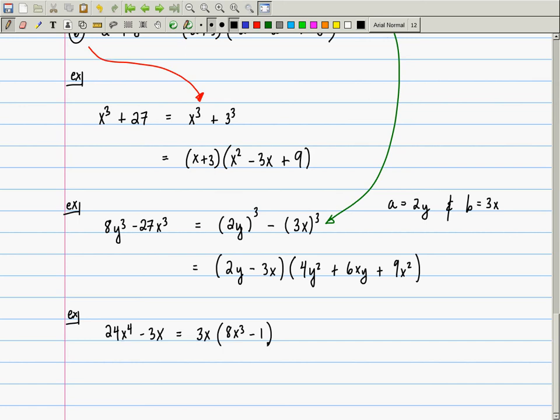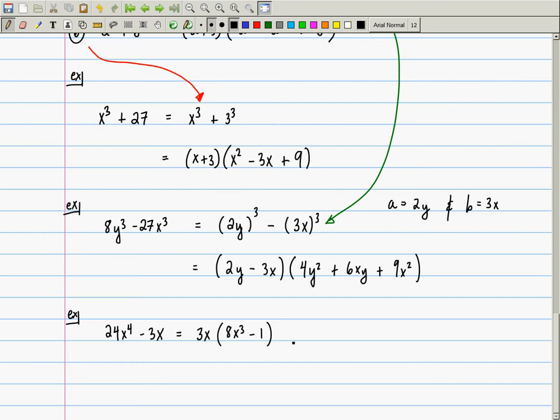Okay, so then nothing further can be factored out as a greatest common factor, but the question is, can you factor that thing in parentheses? Yes, you can, because what form can 8x cubed minus 1 be put into? Right, item 5, the difference of cubes.